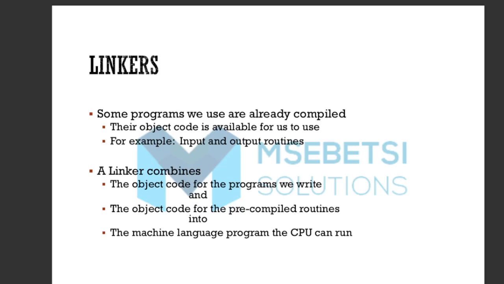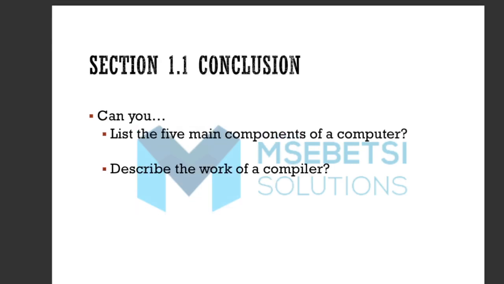And then machine language is a program the CPU can run. We've already covered that previously. So conclusion to this lecture, a continuation from yesterday's one, is, can you list the 5 main components of a computer?